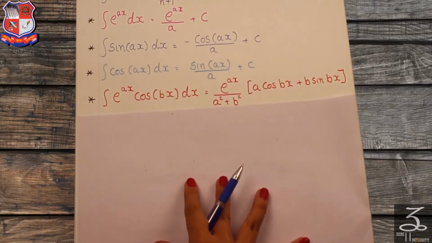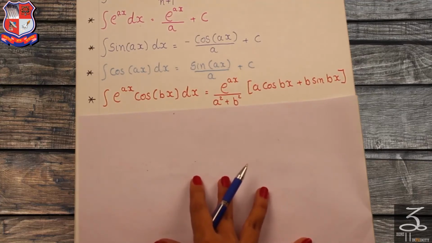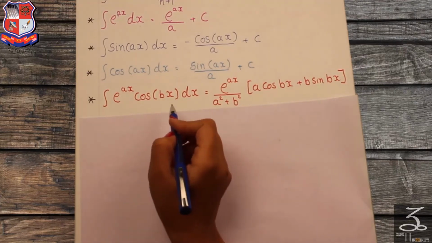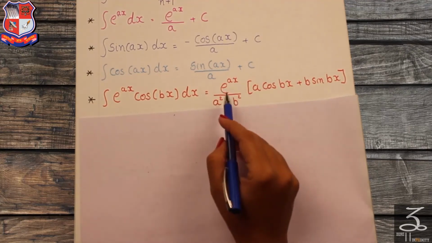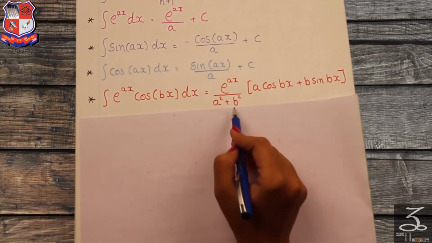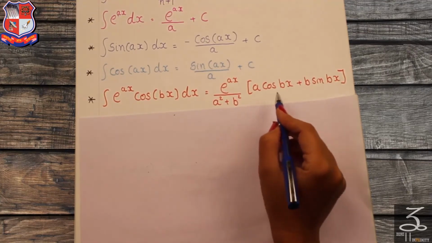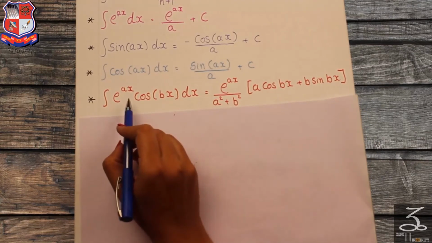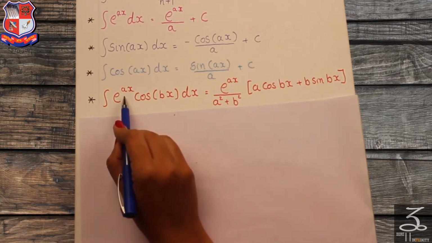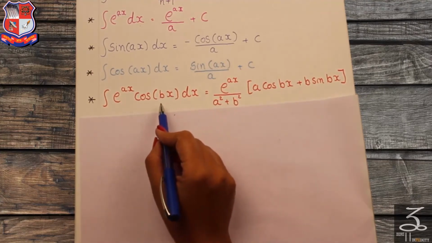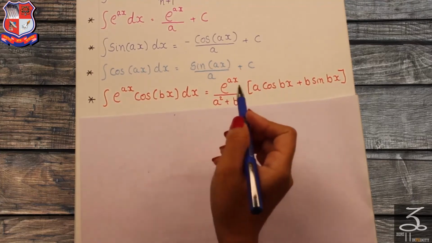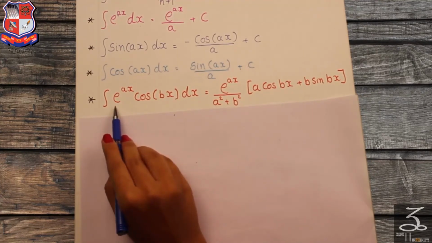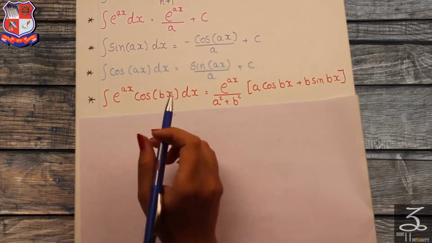Now moving to multiplication of any two functions. Integration of multiplication of two functions, that is e raised to ax into cos bx dx. The formula is e raised to ax by a square plus b square into a cos bx plus b sin bx. It means taking the coefficient of the exponential function as a and the coefficient of the cos function as b. Substituting the values of a and b, we integrate an exponential function into a cos function.